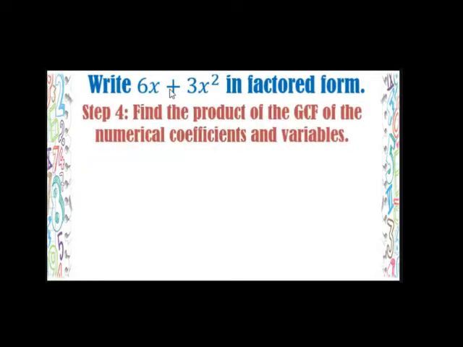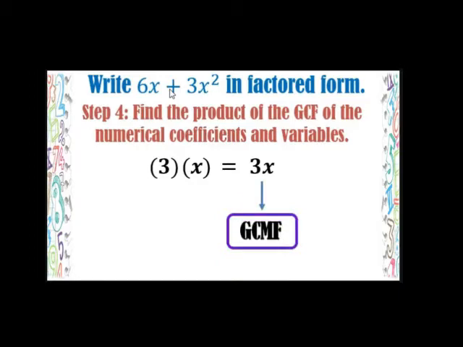Next, find the product of the GCF of the numerical coefficients and variables. The GCF of the numerical coefficients is 3, and the GCF of the variables is x. So if we take the product of 3 and x, the answer is 3x. This 3x now is our GCMF, or the greatest common monomial factor of the given polynomial.